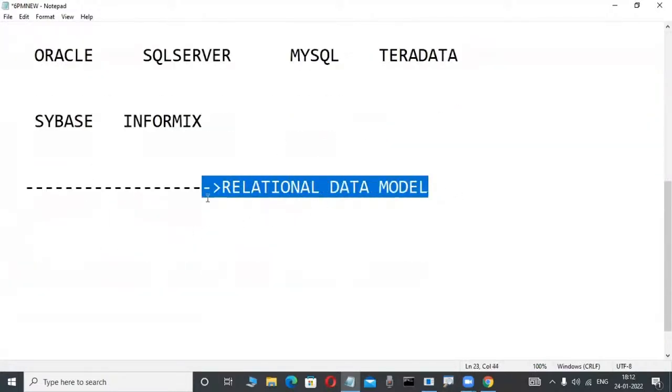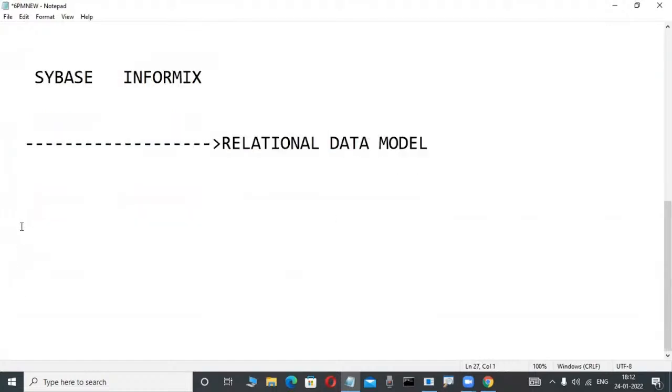Now observe here. What is this data model first? What does data model mean? Concentrate here, it is an easily understandable model. Just data model. Slowly observe it here.